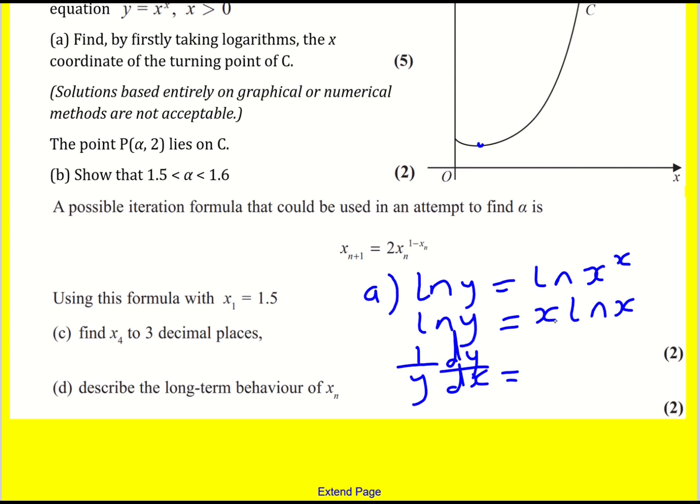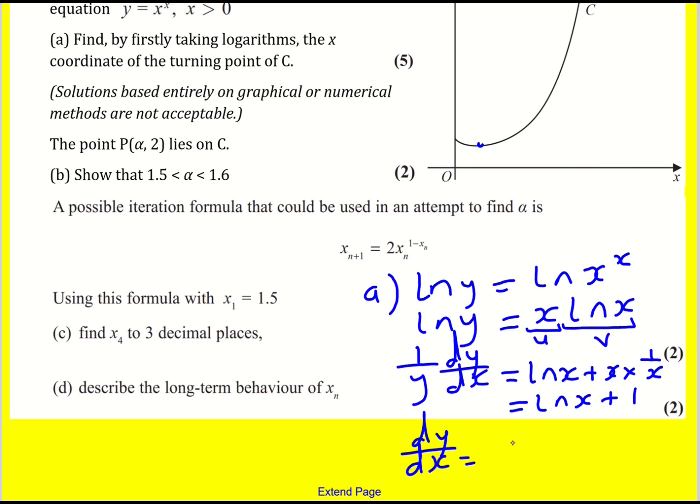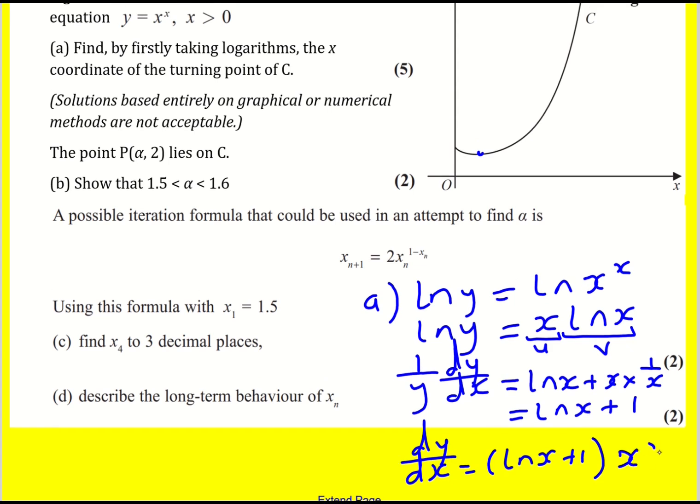Then for x ln x, I'm going to use the product rule. So I call this u, and this v, for example. So it's u dash v, which is just ln x, plus u v dash, so x times 1 over x, which gives us ln x plus 1. And we're one step away from finding dy by dx. It's just going to be ln x plus 1 times y, which remember is x to the x. This is known as logarithmic differentiation. It's pretty awkward if you've never seen it before.